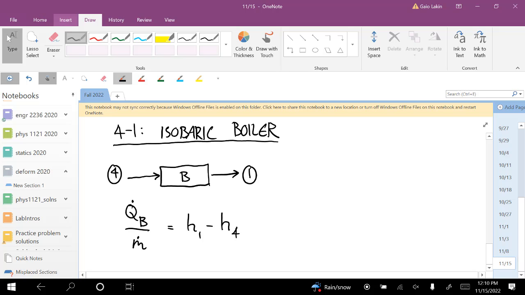And again, you just have it flipped compared to the condenser because what we're calling a positive heat transfer is opposite in those two cases. We're calling it positive if heat's being added to the working fluid in the boiler and if heat's being taken out of the working fluid in the condenser.